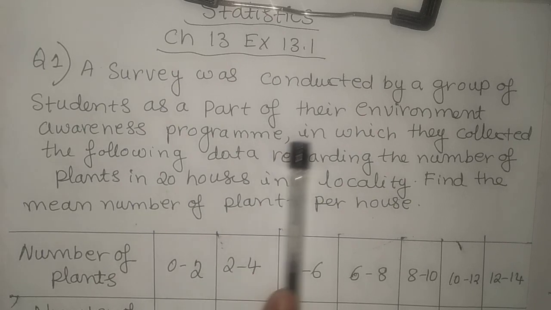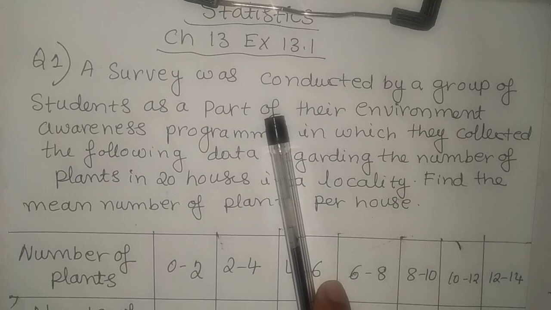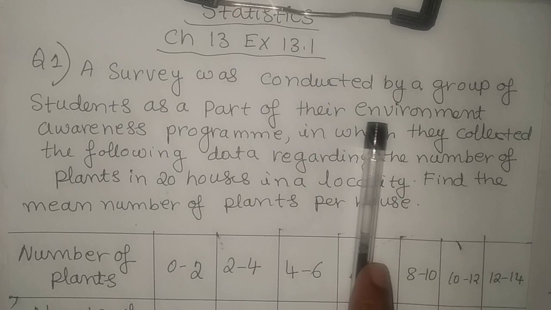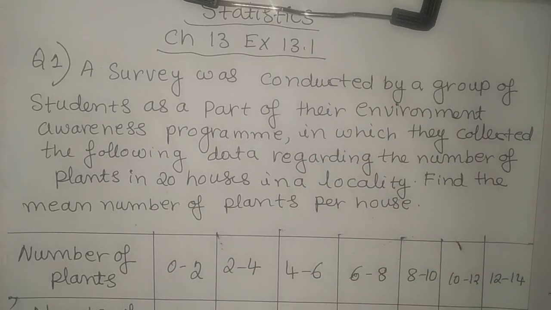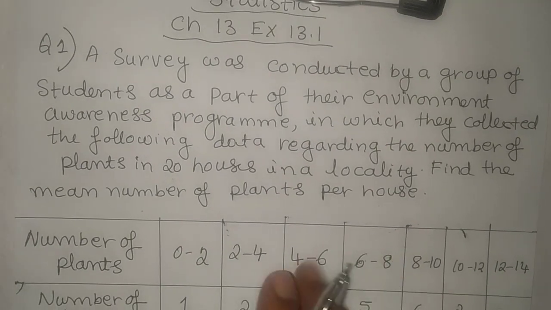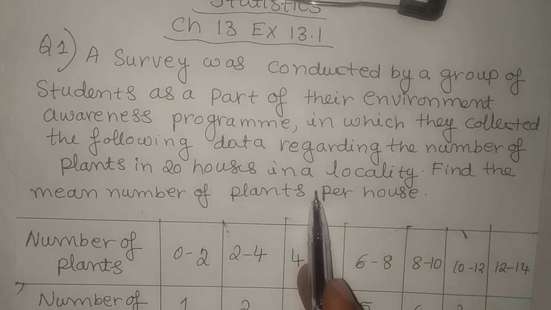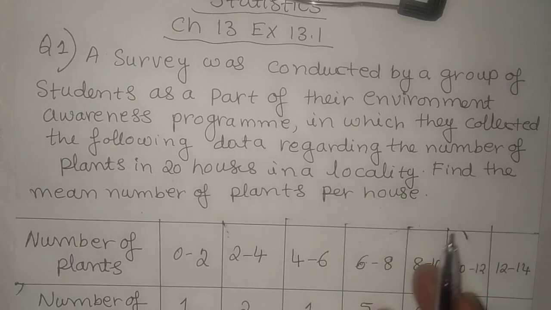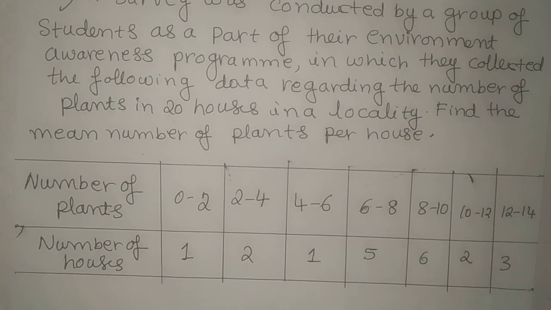So we start the first exercise, that is chapter 13, exercise 13.1. A survey was conducted by a group of students as a part of the environment awareness program, in which they collected the following data regarding the number of plants in 20 houses in a locality. Find the mean of the number of plants per house. So this is the data, the statistics given.